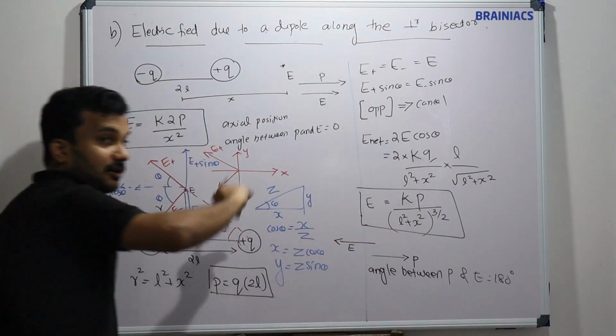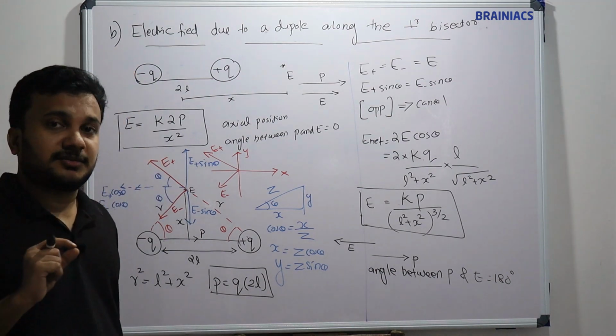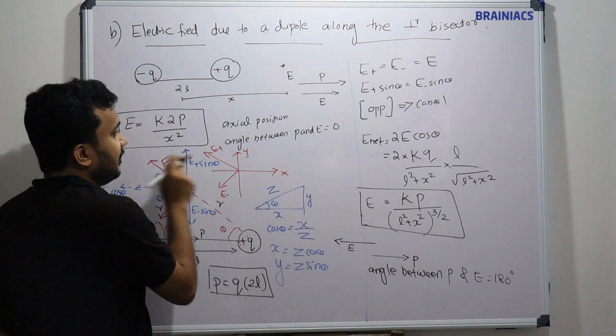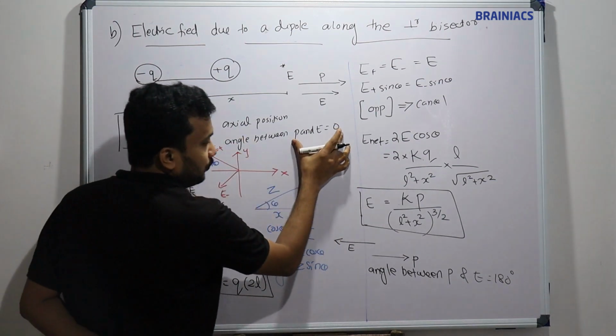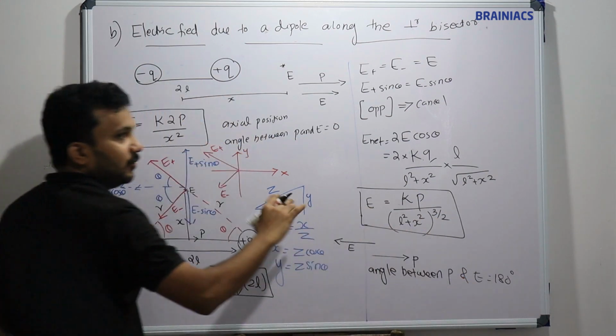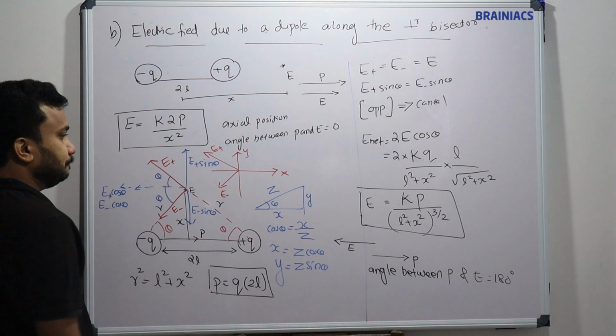Along the axis, our first case, section A: what is the angle between P and E? When I started the class, I told you the angle between P and E will be equal to 0, but here it is 180. 180 means opposite to each other. Very important, note this point.